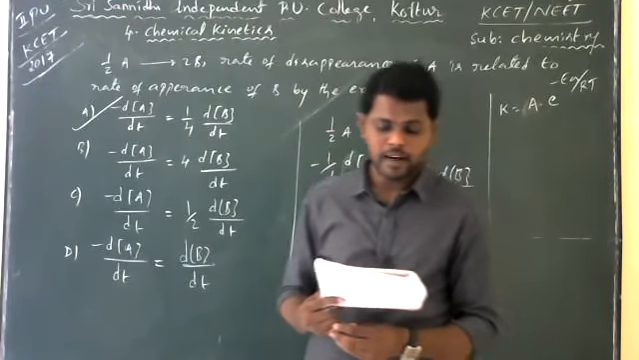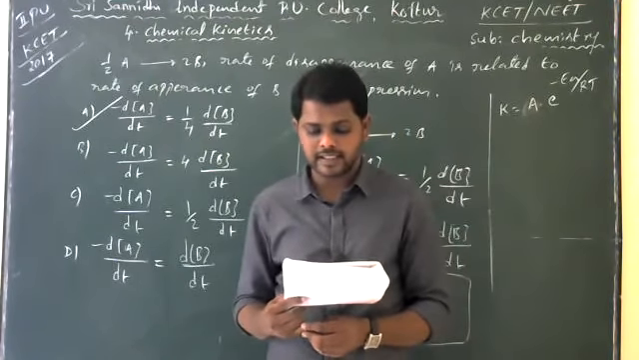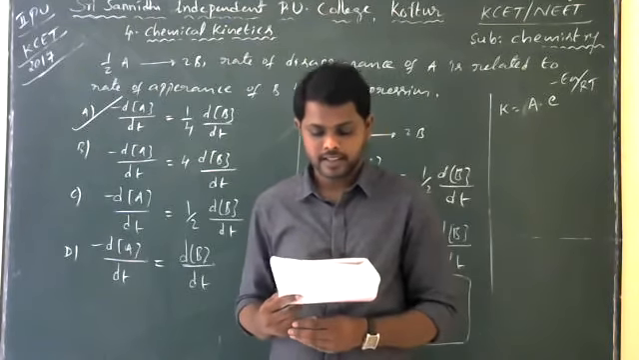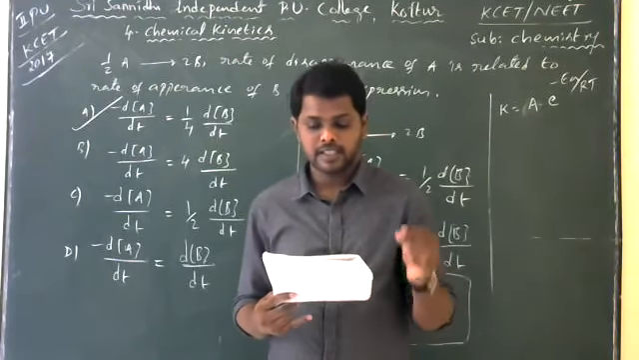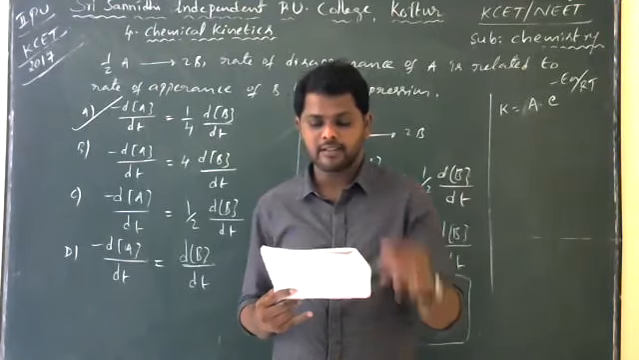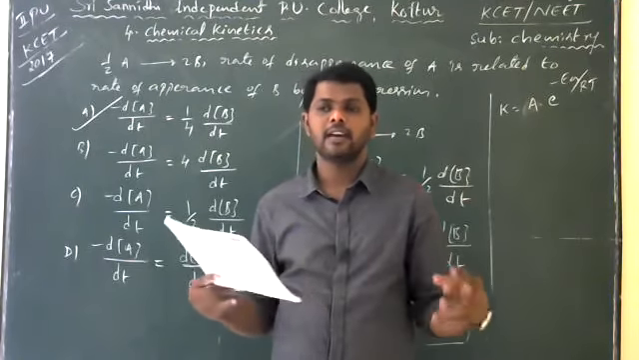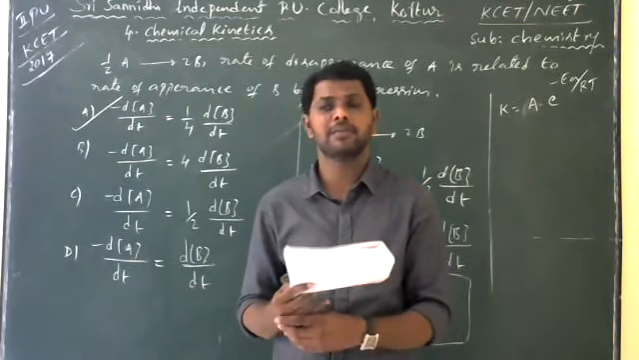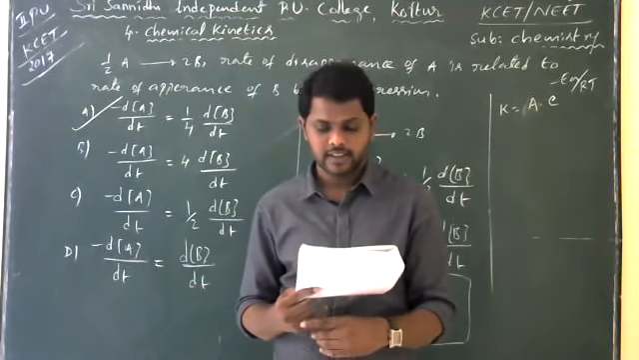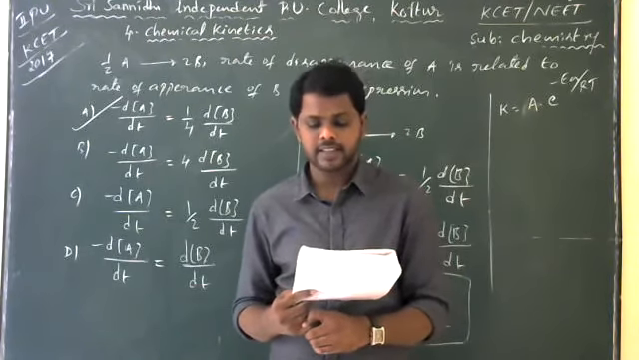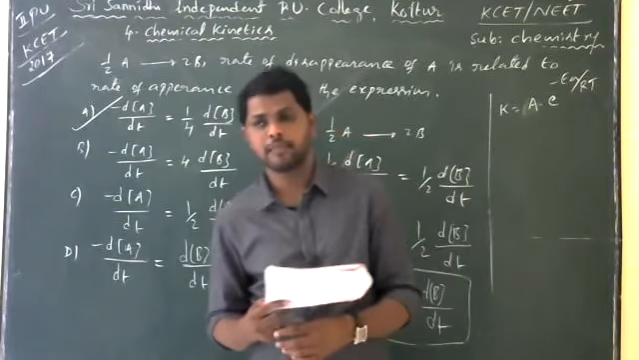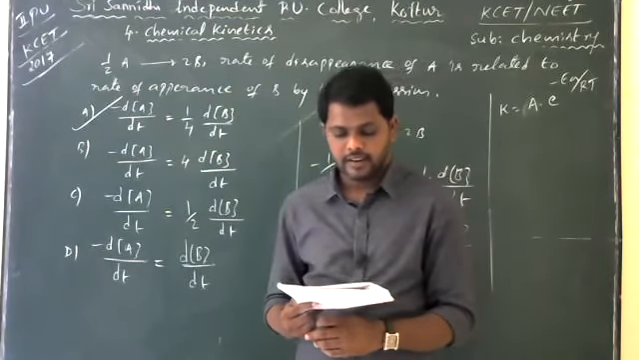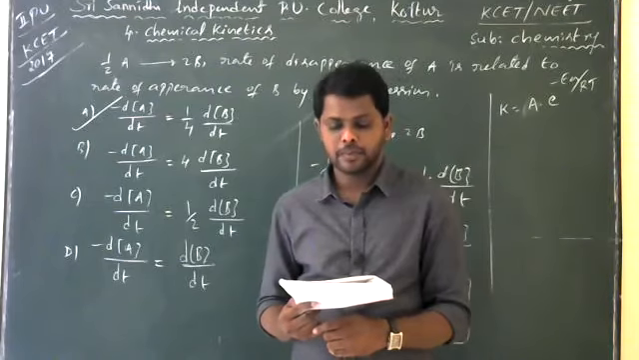Then C: bimolecular reactions involve simultaneous collisions between two species, right? That means two molecules always collide with each other, we explain collision frequency, right? And this is a right statement. Complex reactions have fractional orders, right? Only complex reactions have fractional orders.